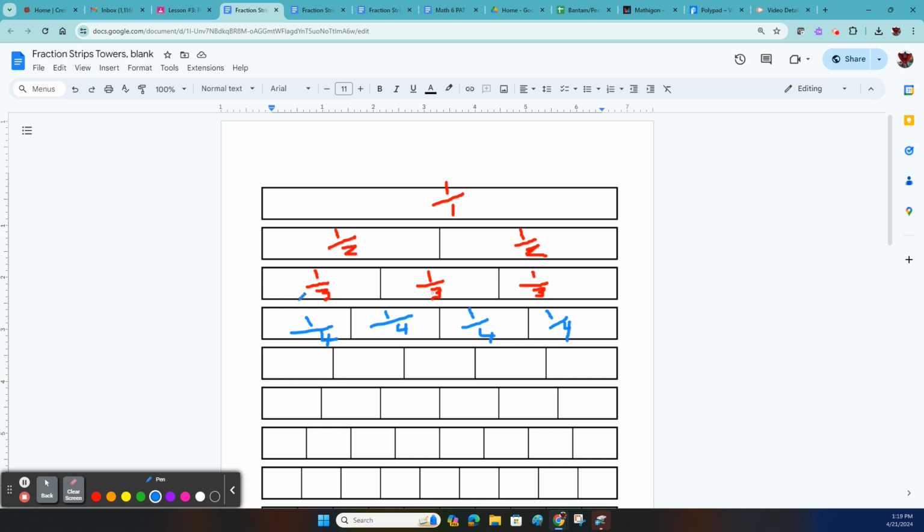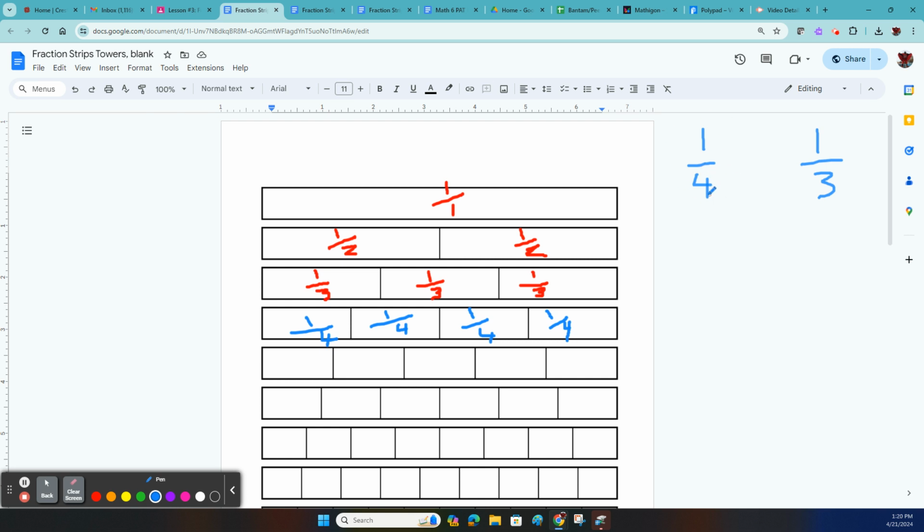Anyhow, how the heck do I use these fraction strip towers to help me compare fractions? Well, if I said, hey, you've got 1/4 and you've got 1/3, you want the bigger of the two fractions. Which one would you choose? Well, just by looking at these numbers, you might be tempted to say, hey, I want 1/4 because 4 is a bigger number.